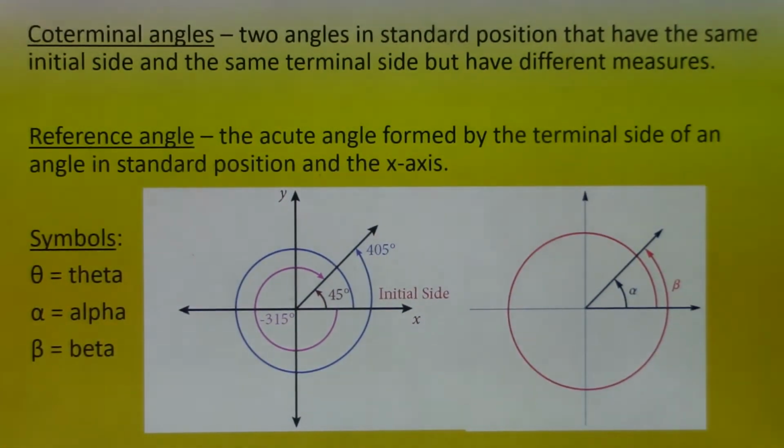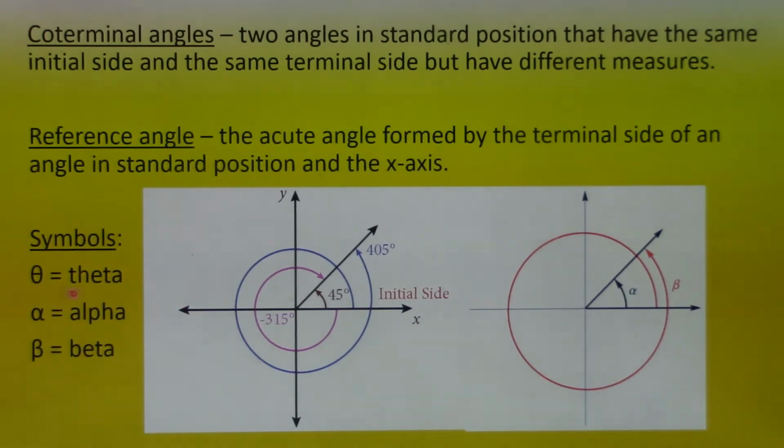Next, coterminal angles are two angles in standard position that have the same initial side and the same terminal side but have different measures. You might ask, how is that possible? I'll explain that in a moment. Next, a reference angle is the acute angle formed by the terminal side of an angle in standard position and the x-axis. Okay, looking at these pictures, a couple more things real quick: symbols.